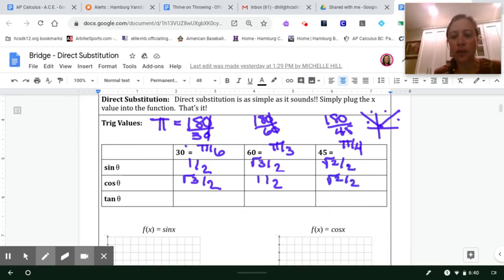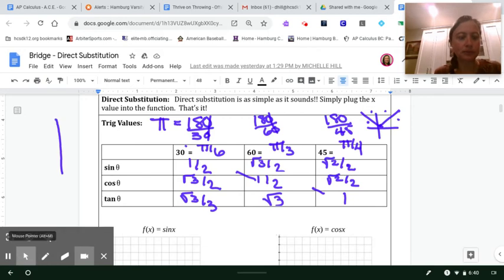The tangent of 45 was 1. We kind of said this diagonal adds up to 1. Tangent of 30 has all the 3's, radical 3 over 3, and the 60 is just radical 3. So again, however it is that you memorize those, but we have to know those really well. Same with the graphs.